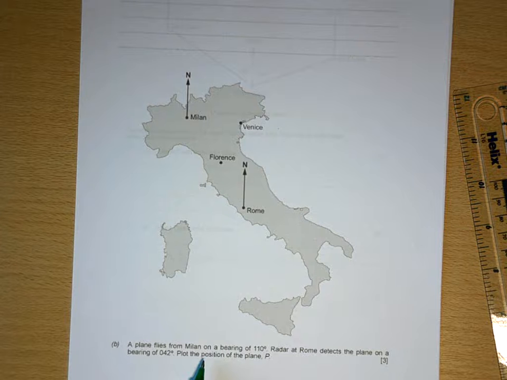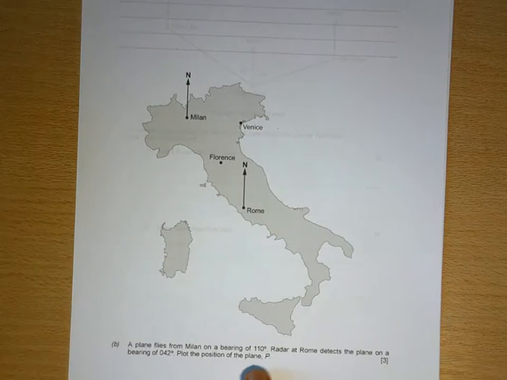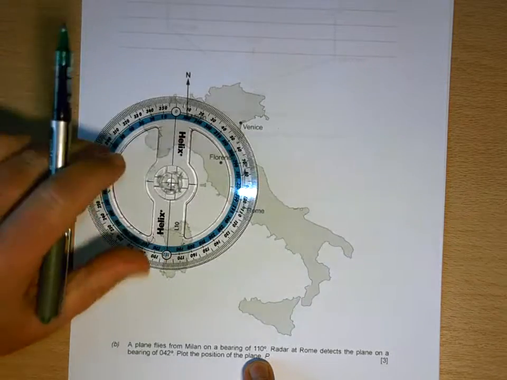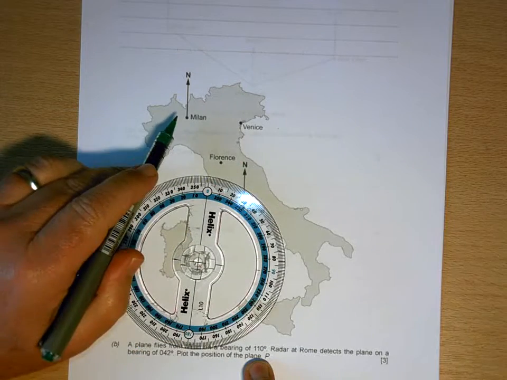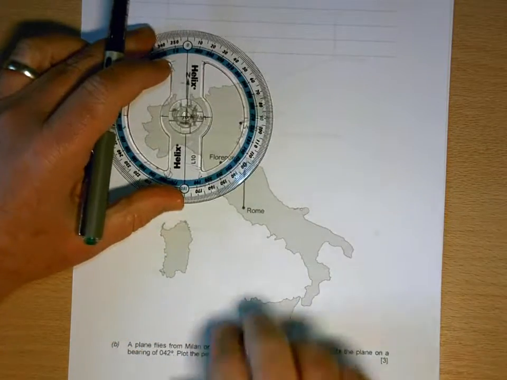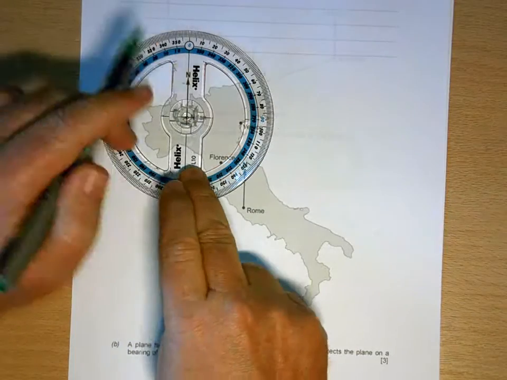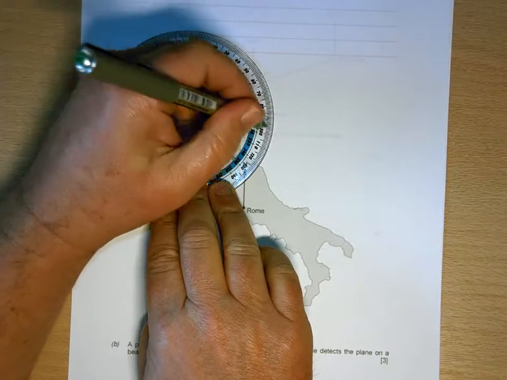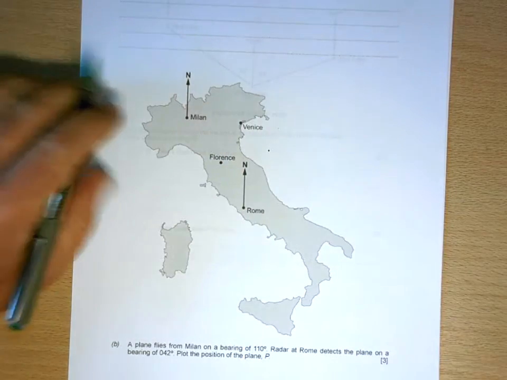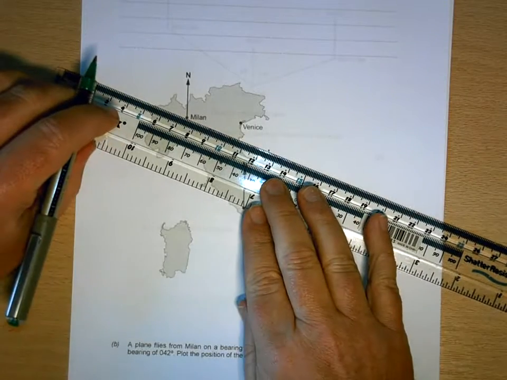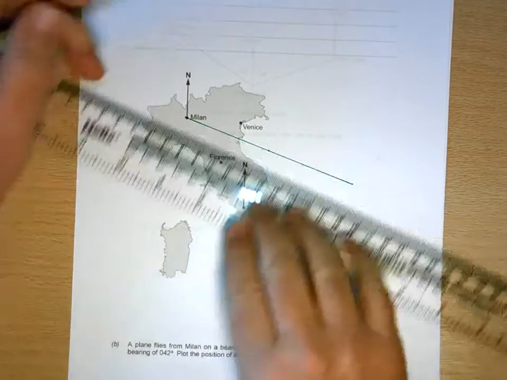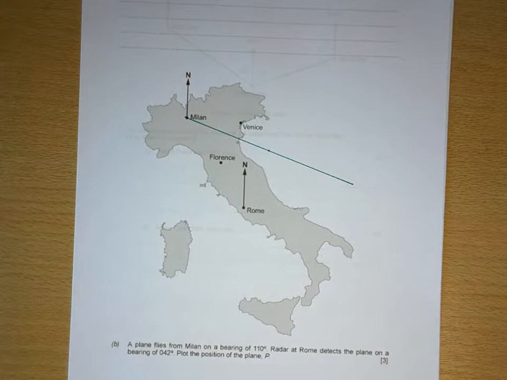A plane flies from Milan on a bearing of 110 degrees. Radar at Rome detects the plane on a bearing of 042 degrees. Plot the position of the plane. So from Milan, 110 degrees. Centre of the measurer on the point of Milan and the 0 lining up with the north. You're measuring 110 degrees on the outside scale. And draw a line. The plane is on that line somewhere, but we don't know where.